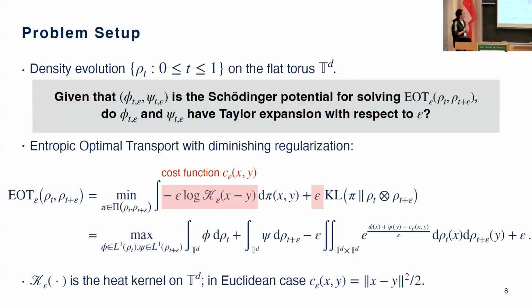So I think this problem well motivates the reason we want to study the Taylor expansion of Schrodinger potentials when the regularization coefficient decreases to 0.